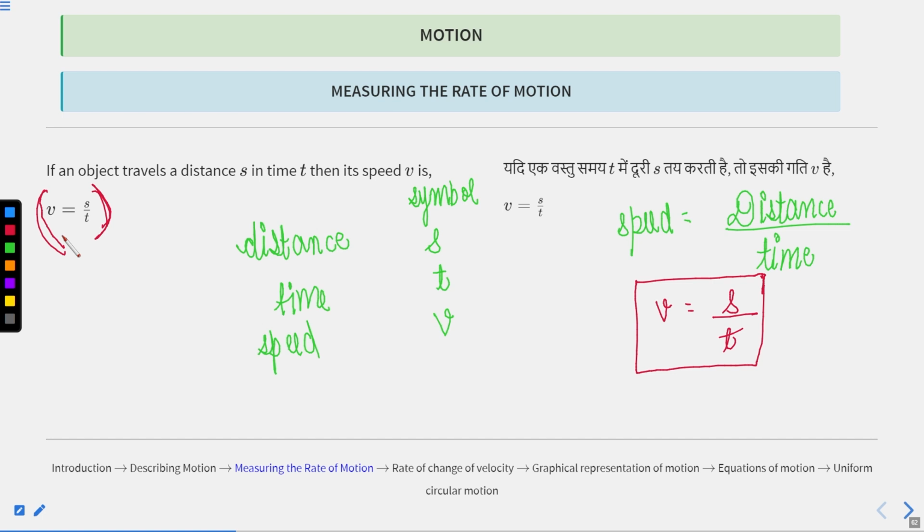The formula of speed is distance divided by time, but this formula is mainly applicable for uniform motion. For non-uniform motion, we use the concept of average speed, where average speed is equal to total distance divided by total time taken. So this is all the topic we studied in today's class.